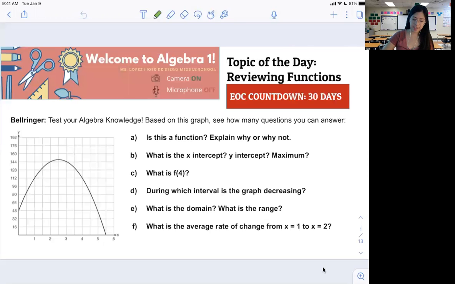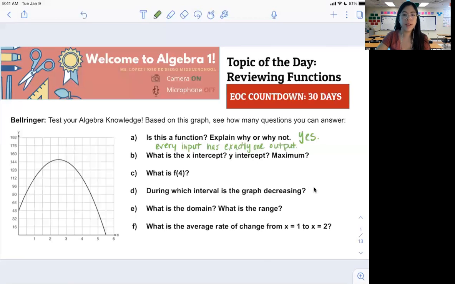Okay, I see a lot of yeses, and yes, it is. This is a function. Now, the reason is also important. You have to be able to explain why it is. The reason it is a function is because every input has exactly one output. And we will talk about that today. So again, anything you don't understand, we'll review. But just so you're aware, that is the correct answer.